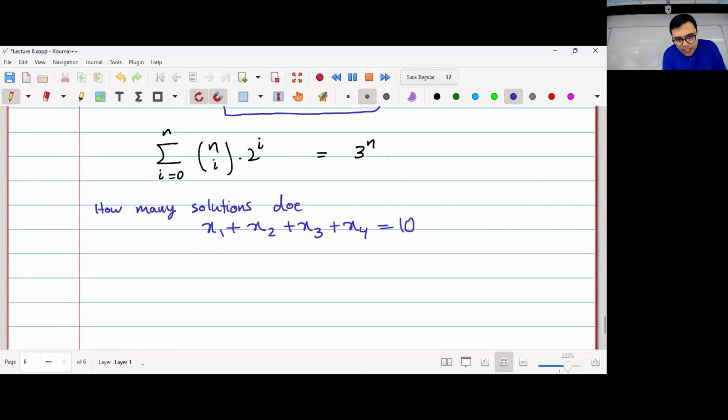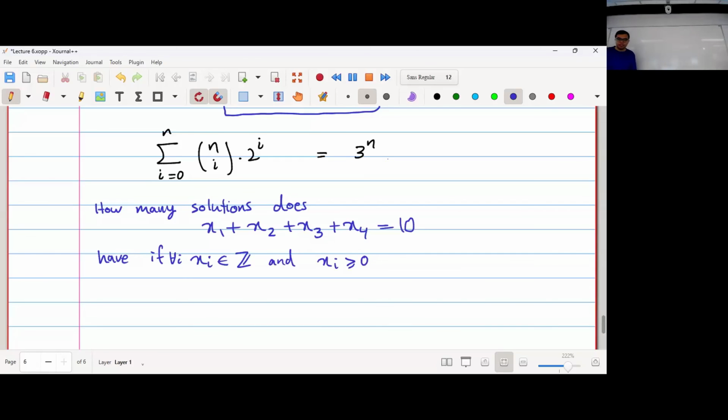So how many solutions does this equality have if all the xi's have to be natural numbers? And remember that for us, natural numbers also include 0. So maybe I can say all the xi's are integers and all the xi's are greater than or equal to 0, for every I. How many different solutions would this have?